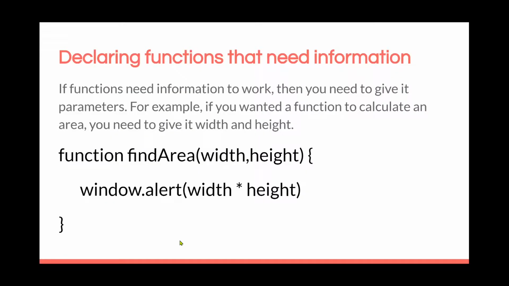So we can declare functions that need information. Take a look at this. If I build a function called findArea and I give it width and height, and then I output that value with window alert, width multiplied by height, it's going to give us an area. So I'm passing in two parameters, and the parameters are width and height.